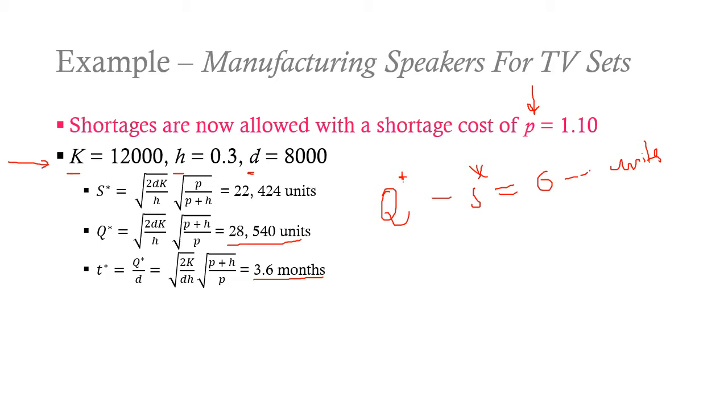So this was the EOQ model with planned shortages, and we can compare these values with the values that we obtained for the same example using the basic EOQ model, and you can find that there is not much difference between the values, because the shortage cost is significantly different from the storage cost, which is 0.3.